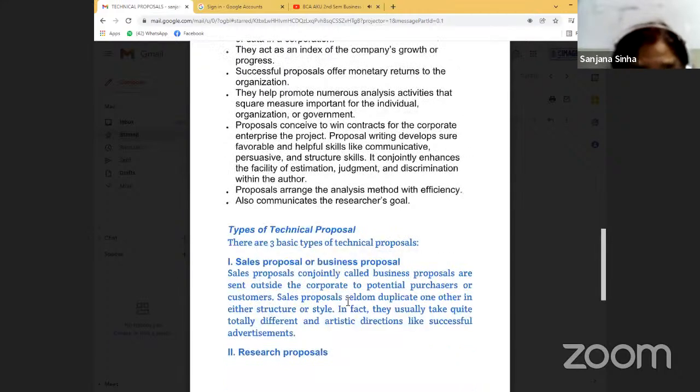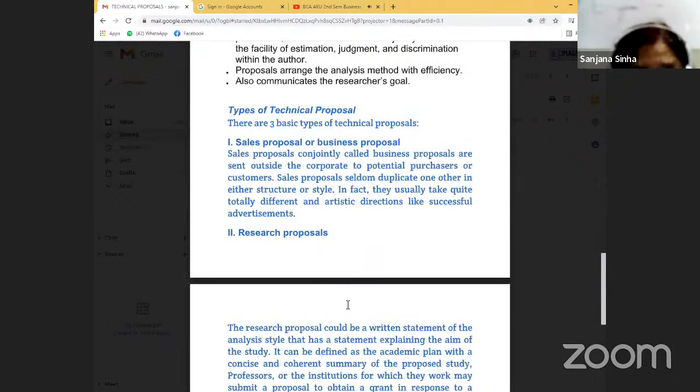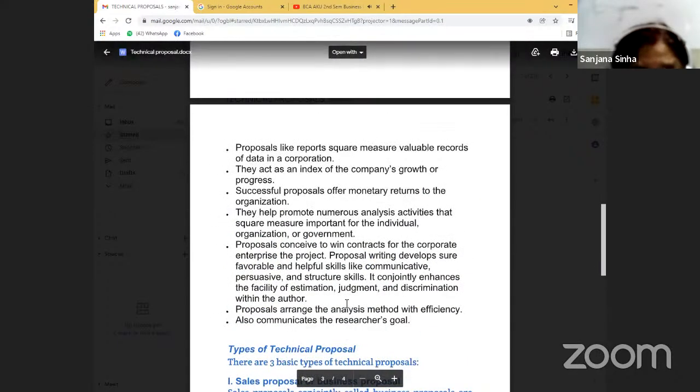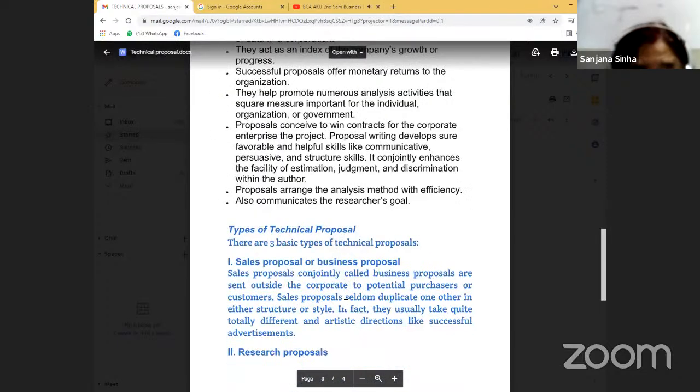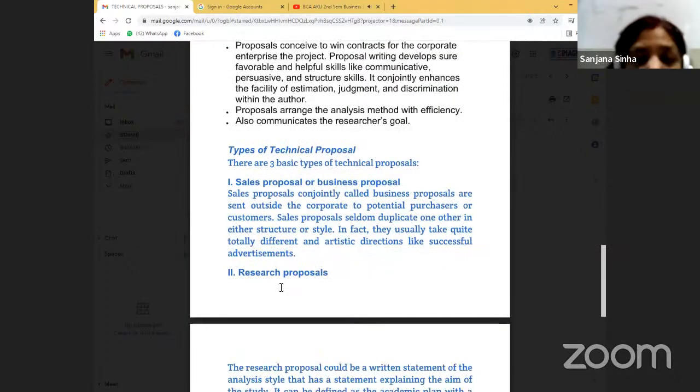Now the last part, we are coming to the last part of the proposal. What are the three types of basic technical proposals types? So there are three basic types of technical proposal. Number one, sales proposal or business proposal.